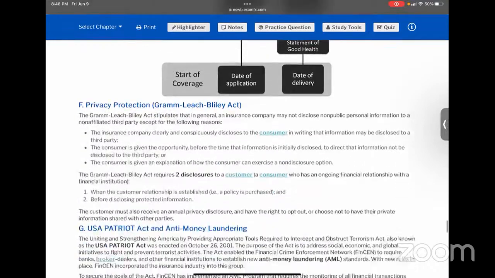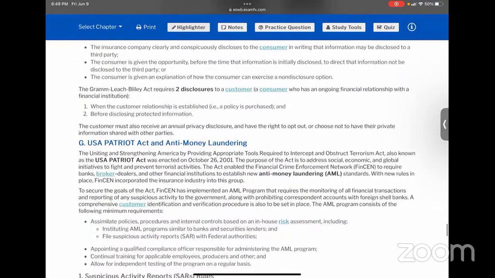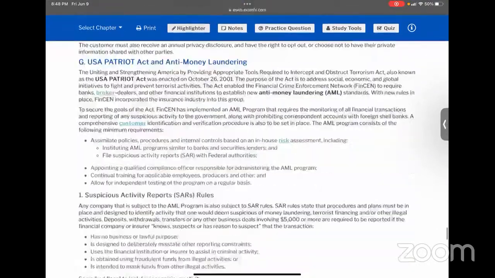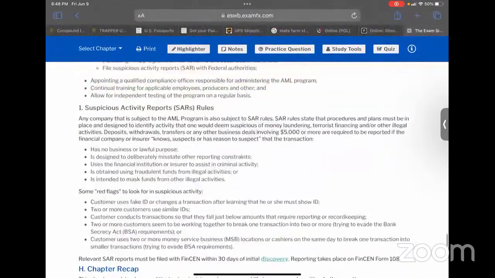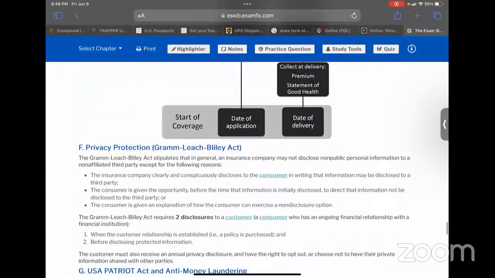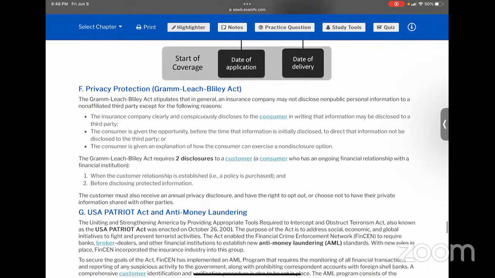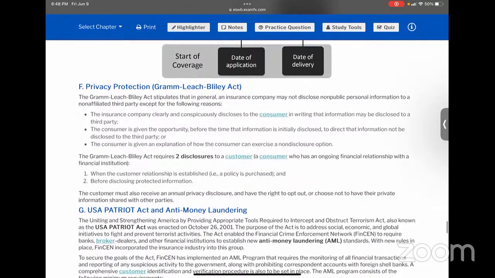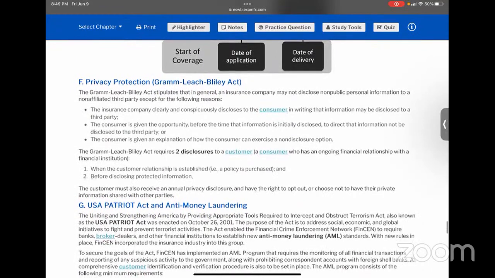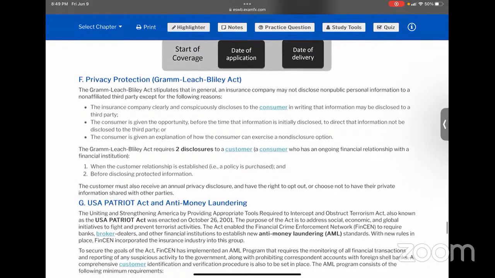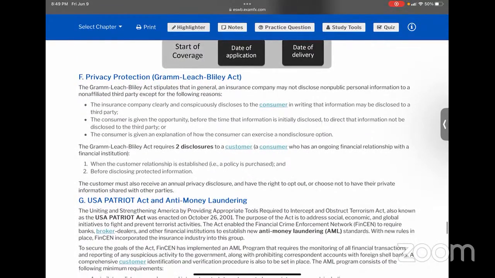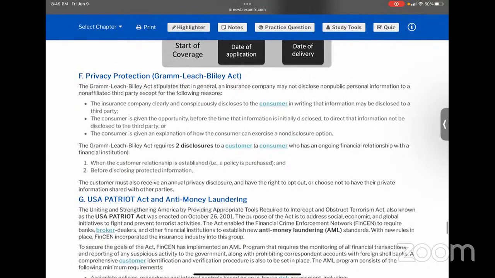All right, and then let's see, what's all of this? They've got privacy protection. I've never really seen this. The Gramm-Leach-Bliley Act stipulates that, in general, an insurance company may not disclose non-public personal information to a non-affiliated third party except for the following reasons.